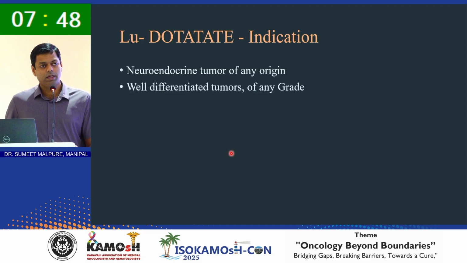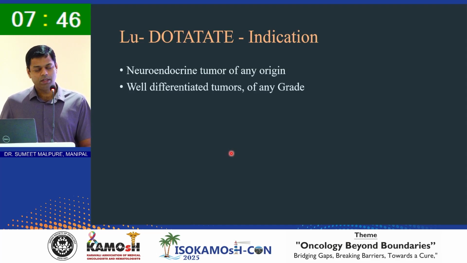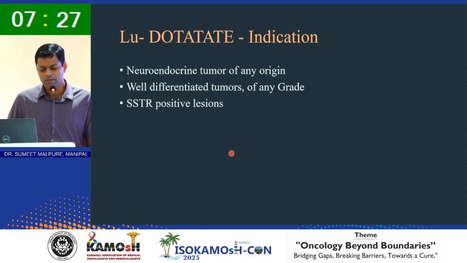Again, these are the indications: neuroendocrine tumor of any origin. Initially, the paper which was published in NEJM was for midgut tumors, but the recent update is any origin, that is it can be a carcinoid, a gastrinoma, insulinoma, etc. If it is grade 1 or grade 2, we can go ahead with PRRT. Everything else, this is the first thing it should satisfy.